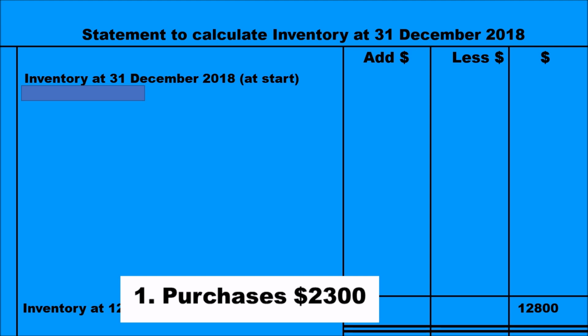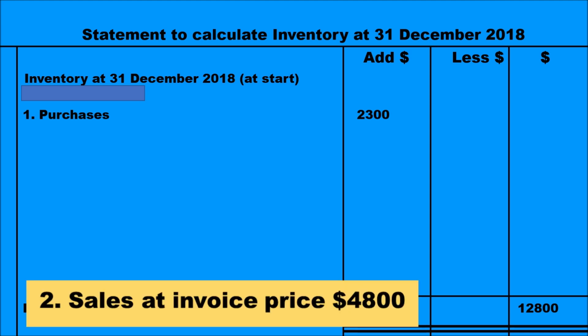So the first item given, purchases, 2,300. Now, be careful. The human mind is more adapted to saying, I add what comes in and I deduct what goes out. Therefore, we start with the unknown because the unknown comes at the beginning, that is the starting date. Therefore, purchases, we are going to add. Therefore, record in the column add.